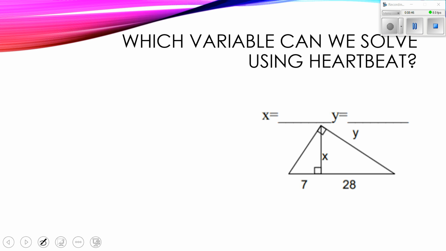So this was an introduction to heartbeat, and it's really important to remember that heartbeat is that T pattern that you read like it's a heartbeat. 1, 2, 3, 4. Because you might be asked to solve for different variables. So right here I want to know what variable can we solve using heartbeat. So I'm going to trace that upside down T pattern. I'm going to trace the hypotenuse, and I'm going to trace the altitude. And in this case, I can solve for x.